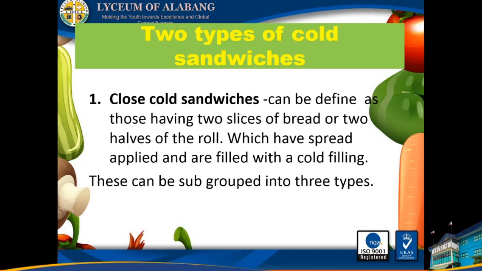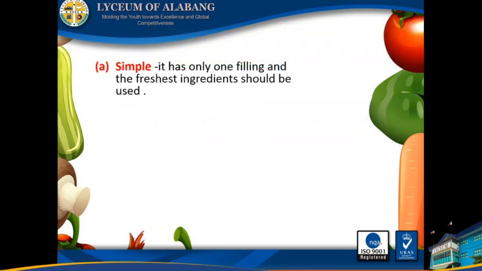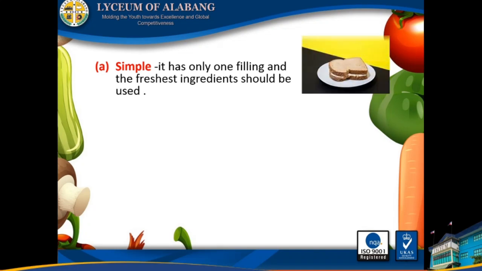Closed cold sandwiches can be defined as those having two slices of bread or two halves of rolls which have spreads applied and are filled with cold fillings. This can be subgrouped into three types. Number one, simple sandwich. It has only one filling and the freshest ingredient should be used.